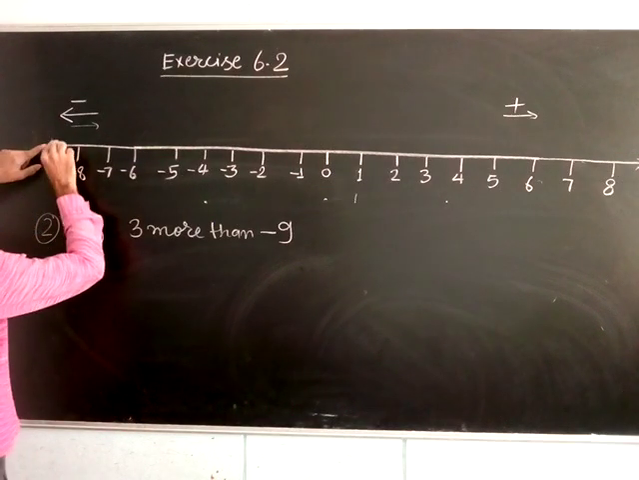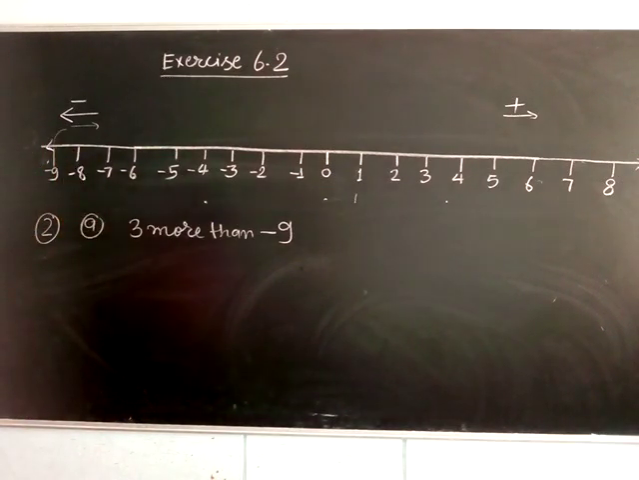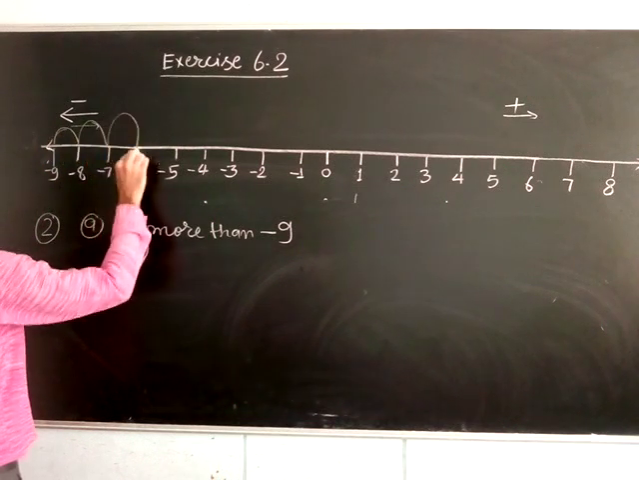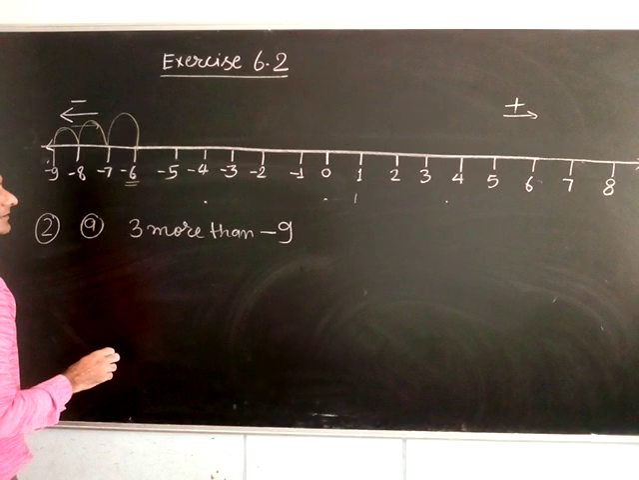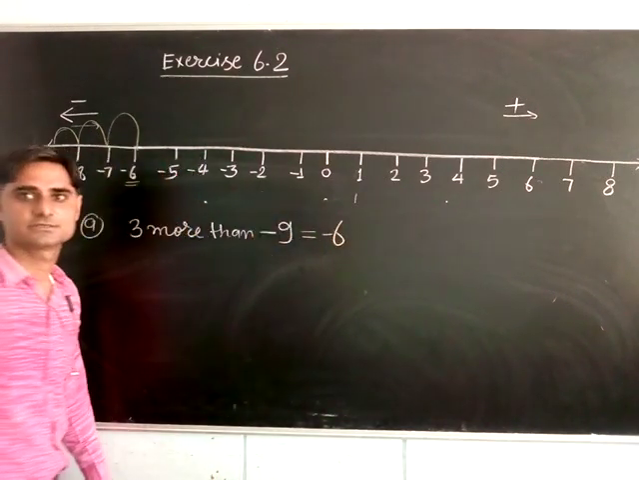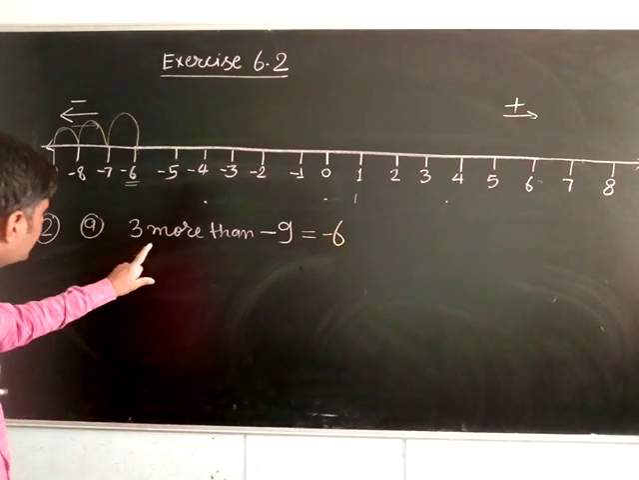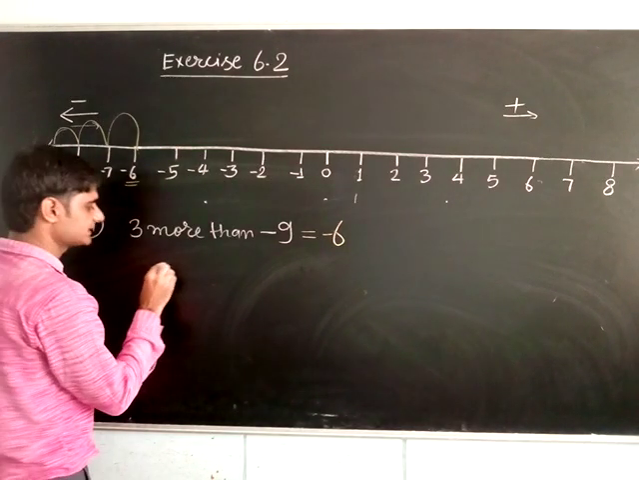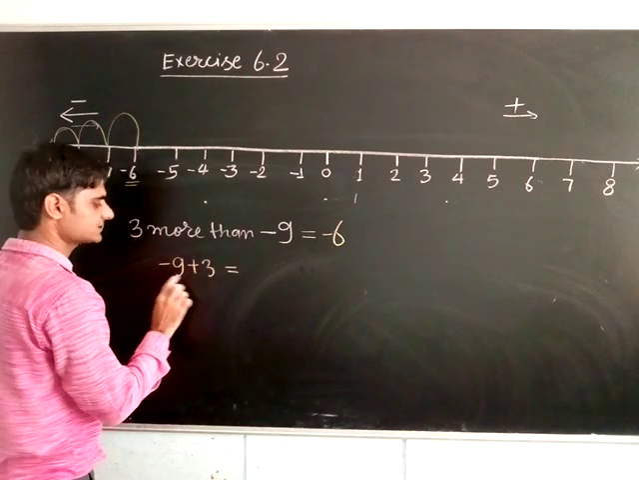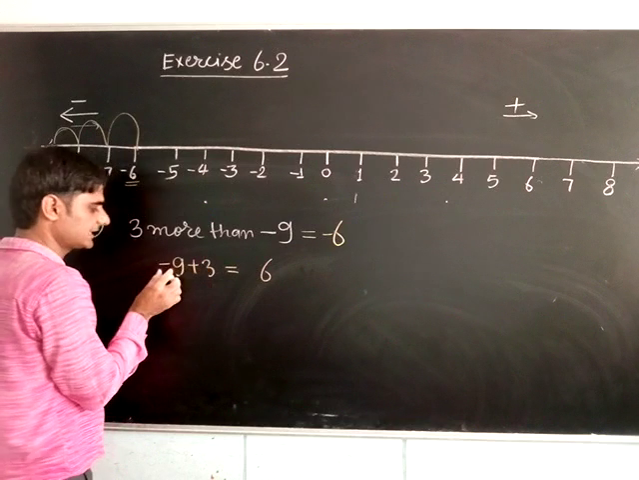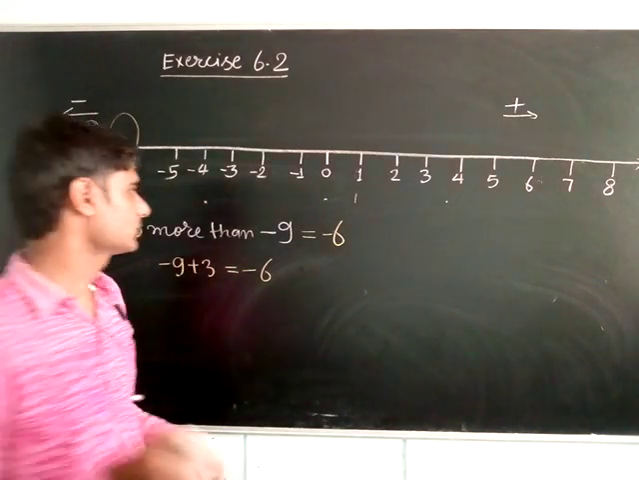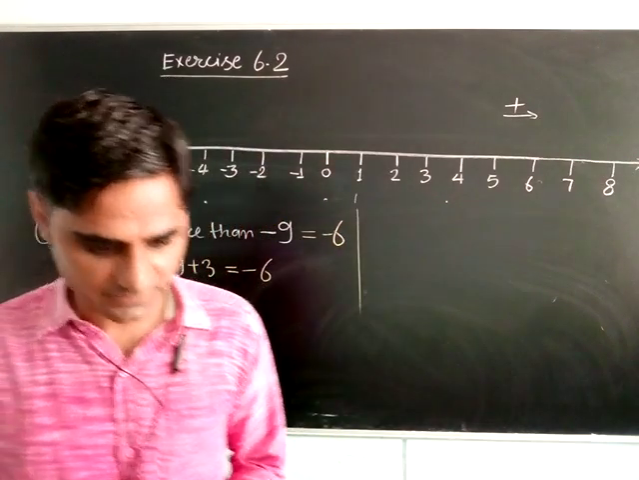So 3 more means 1, 2, 3. Just count this one. What is coming here? Minus 6. So this will be equal to minus 6. Got it? वैसे देखो आप, this is minus 9, 3 more means plus 3. Having different signs, 9 minus 3 is equal to 6. Greater number's sign is taken, right. We can do this. Okay. Next question is same as it is.